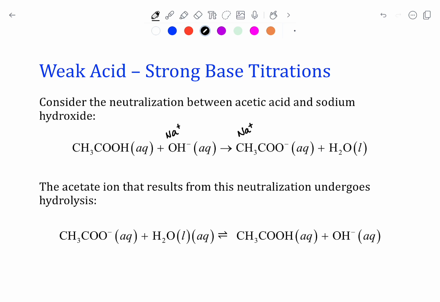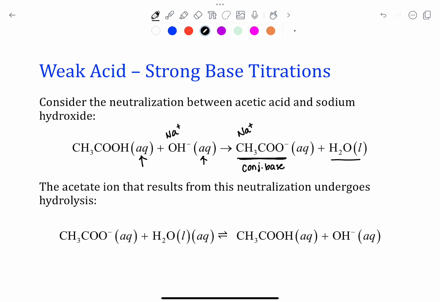So once we have the reaction between the acetic acid and the OH minus, this acetate ion right here, the CH3COO minus, is going to undergo hydrolysis with water, meaning that it's going to form a type of equilibrium with the water that it first created as well as the water that was used to make these aqueous solutions. It's going to react with that water. So remember that when we have an acid reacting with an OH minus, this is going to be the conjugate base.